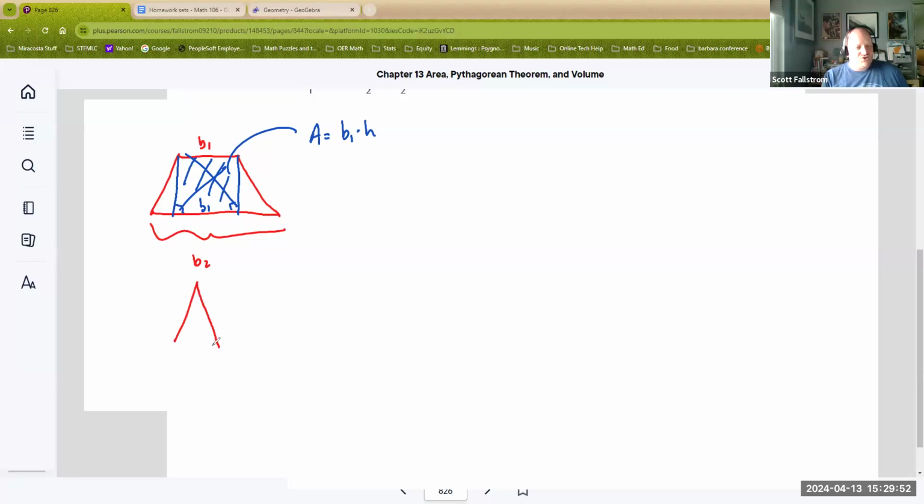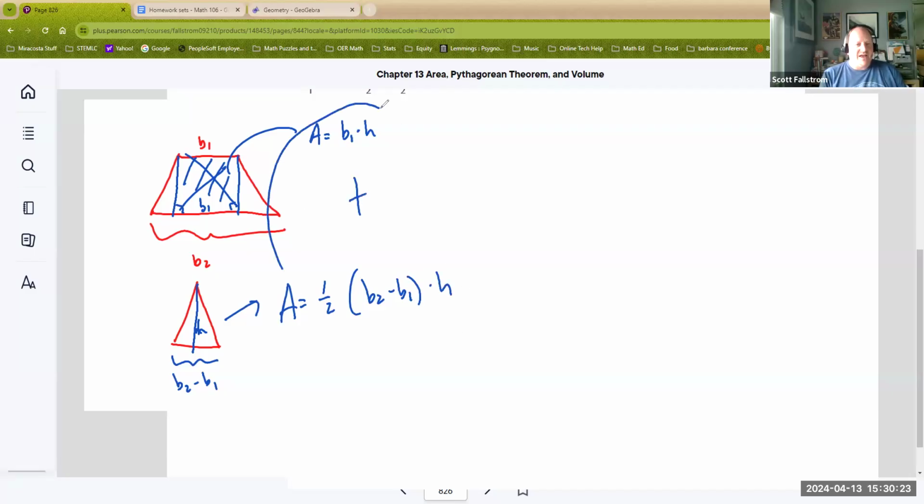And what I end up with is a triangle. The height of the triangle is exactly the same as the height from before because that didn't change. That's h. And the base of the triangle would be whatever's left. It's b2 minus b1, because I had a long one, but I cut out some piece in the middle. So the area of this triangle is 1/2 times the base times the height.